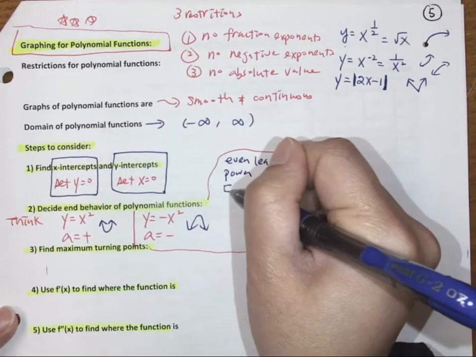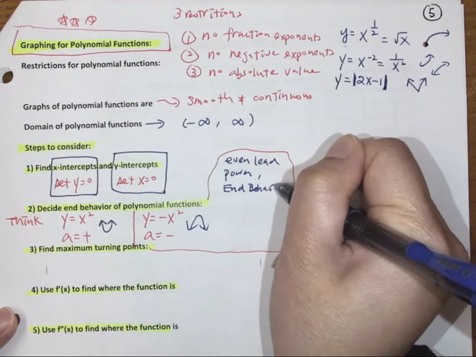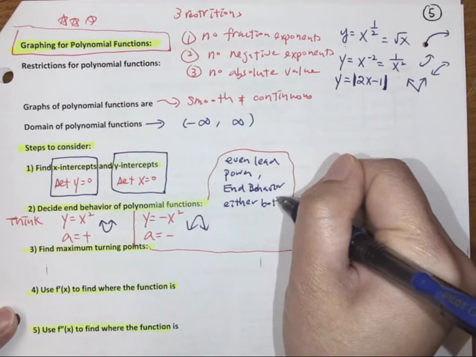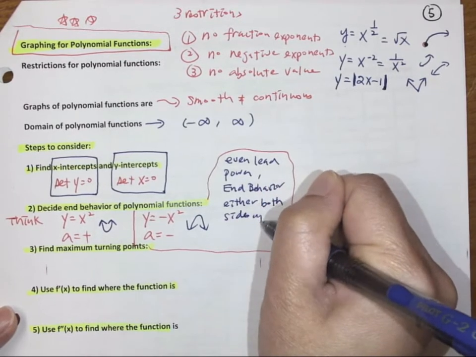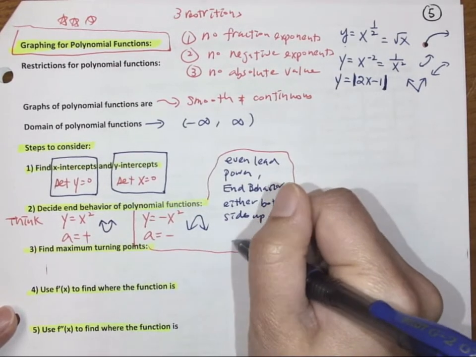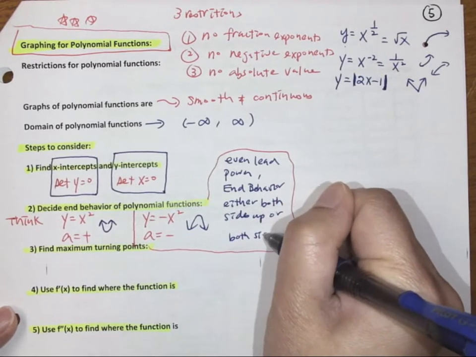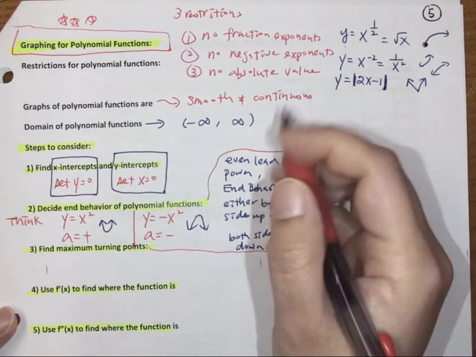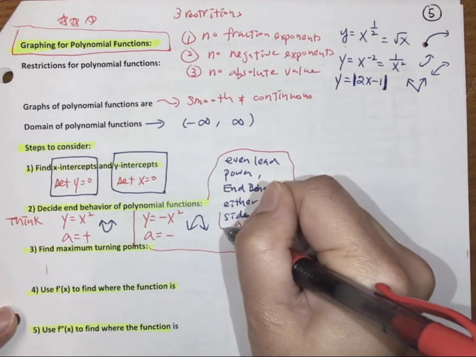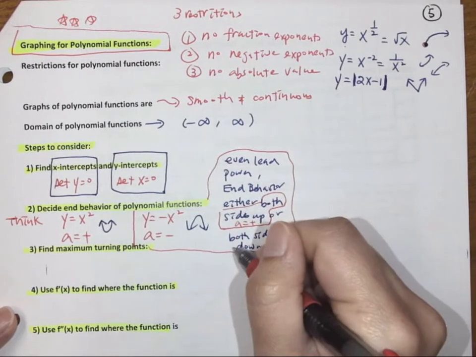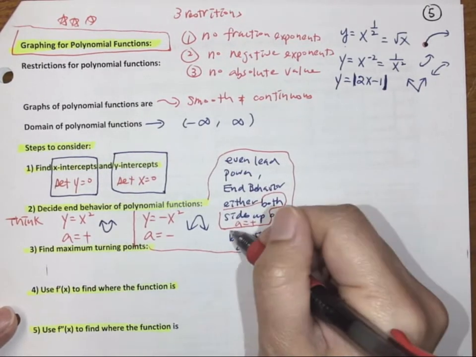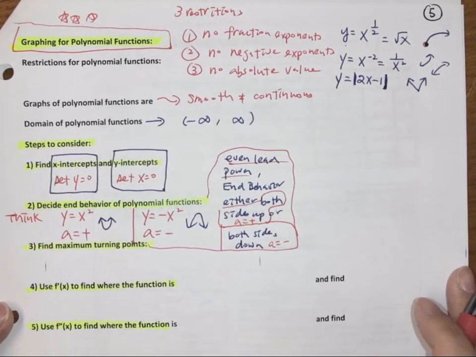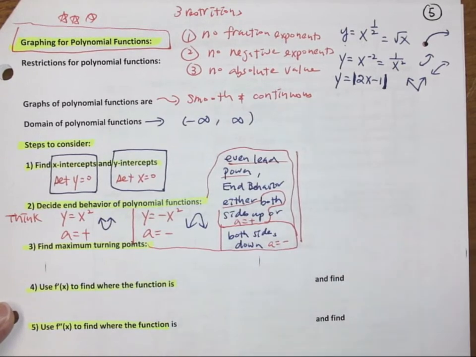So for this particular one that we just talked about, this is for even leading power. We can say the end behavior is either both sides up or both sides down, depending on the a value. If a is positive, it's both sides up. If a is negative, it's both sides down. So that's for even leading power. All right, hopefully you remember some of this information from the last math class.